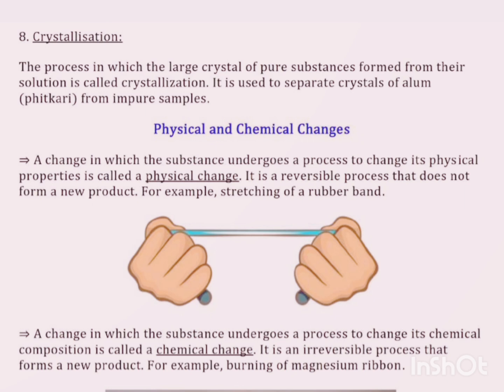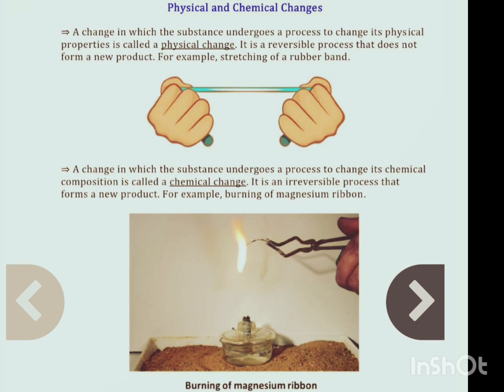Next topic we have is physical change and chemical change. A change in which a substance undergoes a process that changes its physical properties is called a physical change. What we are doing here is, physical change is nothing but a change in the property. What will happen? Physical properties will change. It is a reversible process that does not form a new product.